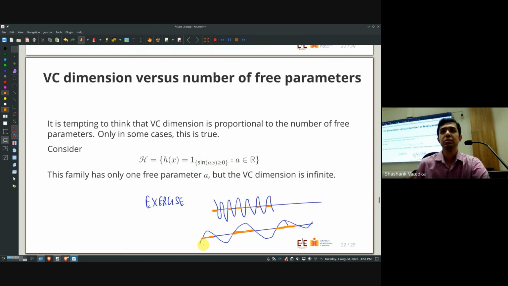It seems like a very simple hypothesis class, and it's a little bit counterintuitive as to why the hypothesis class should have infinite VC dimension, but still try to think about it.